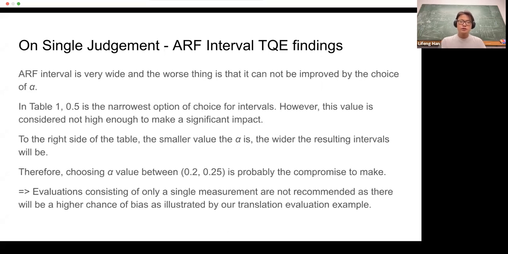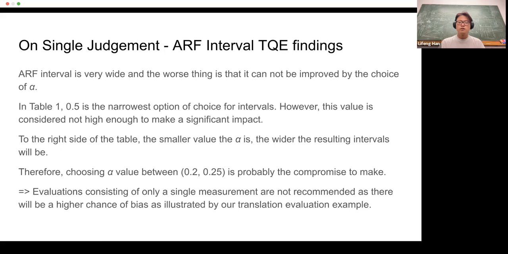The finding we received is that the ARF interval is very wide, and the worst thing is that it cannot be improved by the choice of alpha. In table 1 we saw, 0.5 is the narrowest option of choice for intervals. However, this value is considered not high enough to make a significant impact. To the right side of table 1, the smaller the value of alpha is, the wider the resulting intervals will be. Therefore, choosing an alpha value between 0.2 and 0.25 is probably the compromise to make.